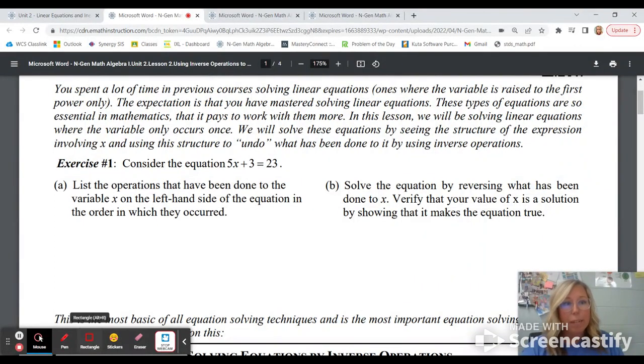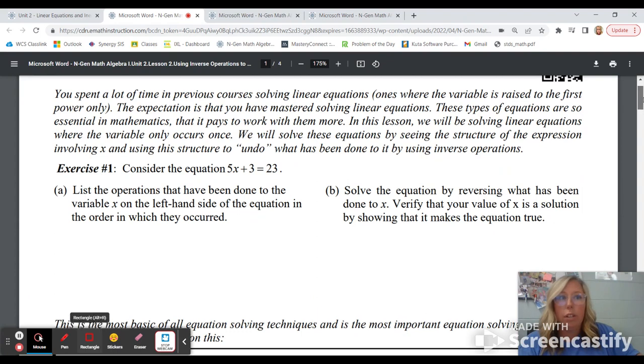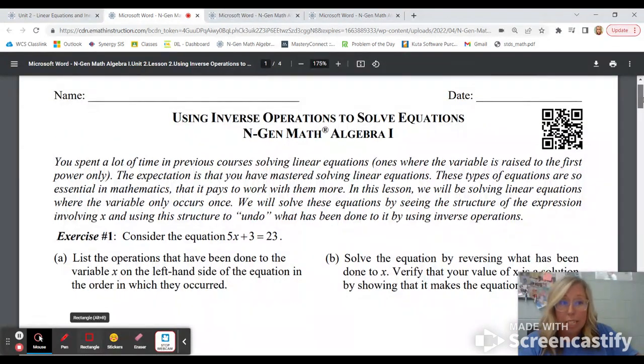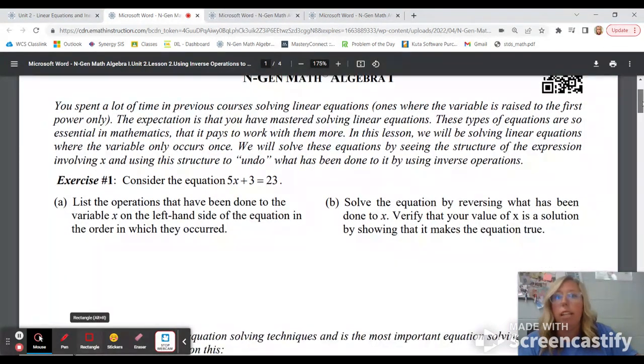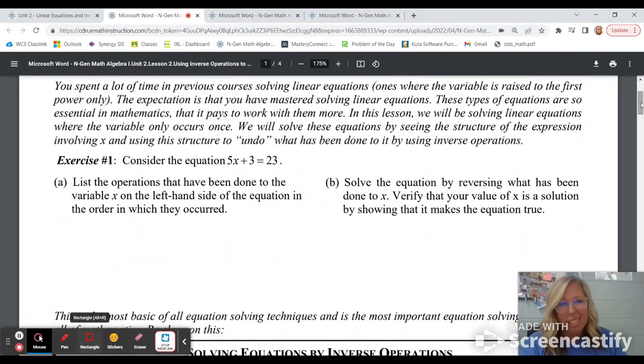All right, we're getting ready to begin Unit 2, Lesson 2. Some of you may have already skipped Lesson 1 if you did well enough on the pretest. So we're diving right into Lesson 2, which is over solving linear equations using inverse operations. In 8th grade and even in 7th grade and a little bit in 6th grade, you practiced using inverse operations, which is like reversing or undoing an equation to solve for a given variable.